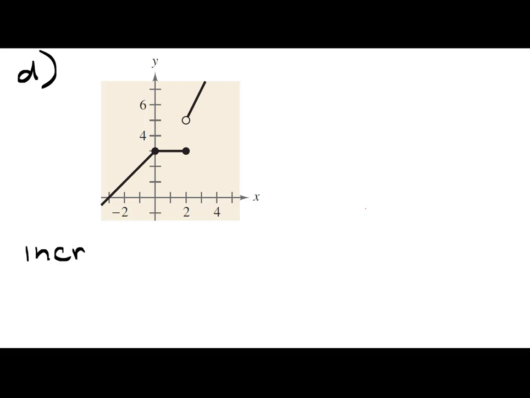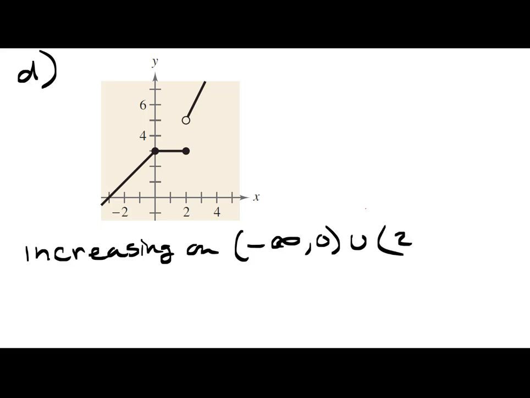All right, so let's go with increasing. When is this guy increasing? Negative infinity to zero. Then constant from zero to two, and then union two to infinity. Are we good there? To infinity, and then union. No, constant on the interval from zero to two. Because we don't close it, what do we do for that?